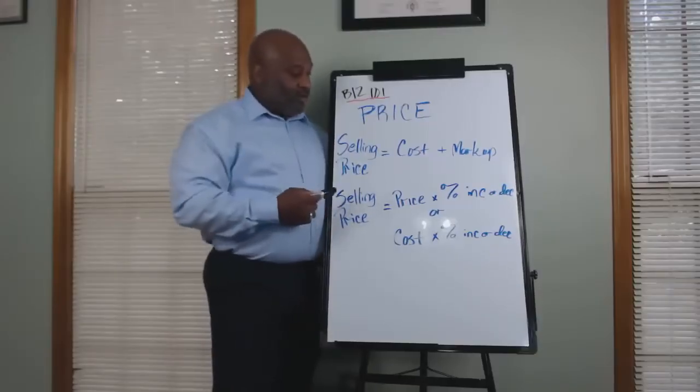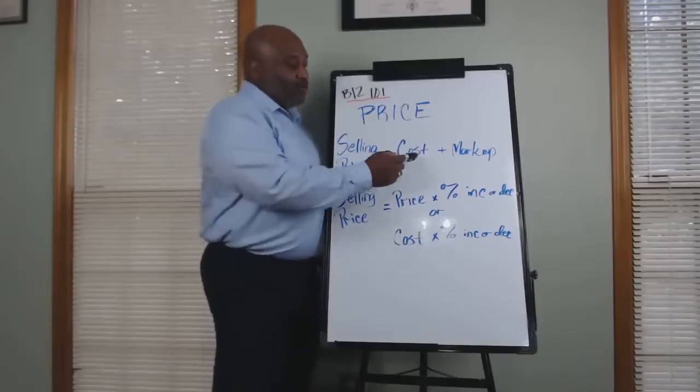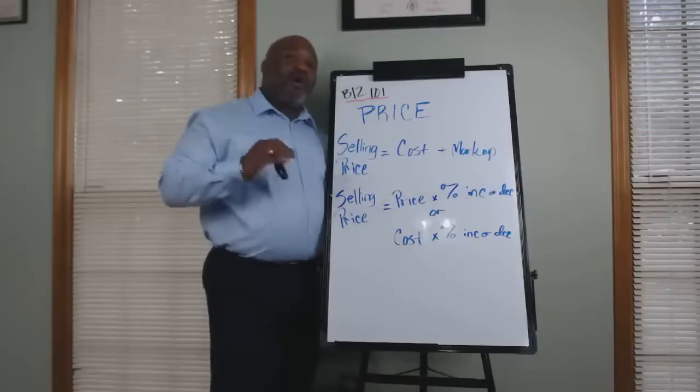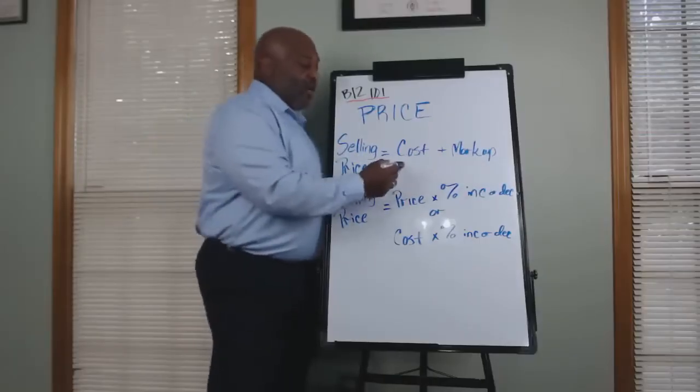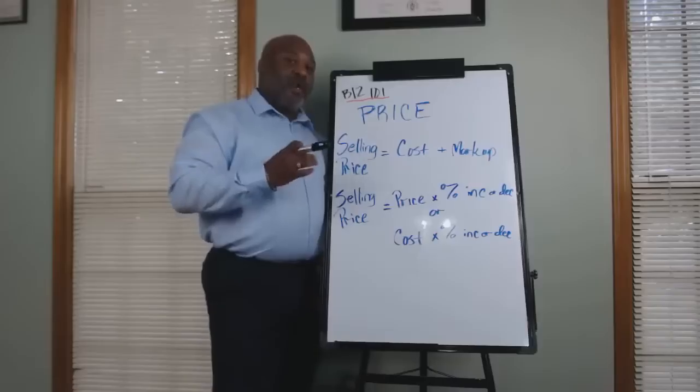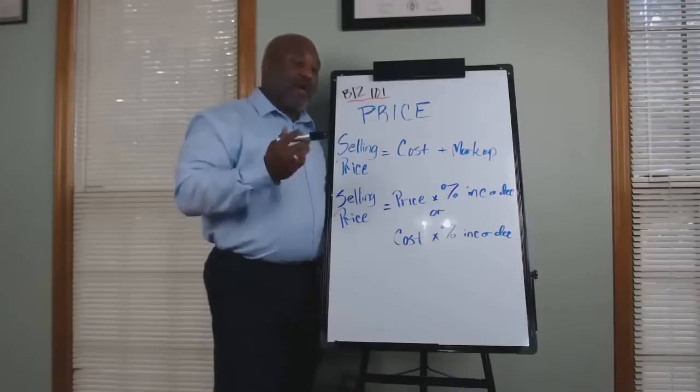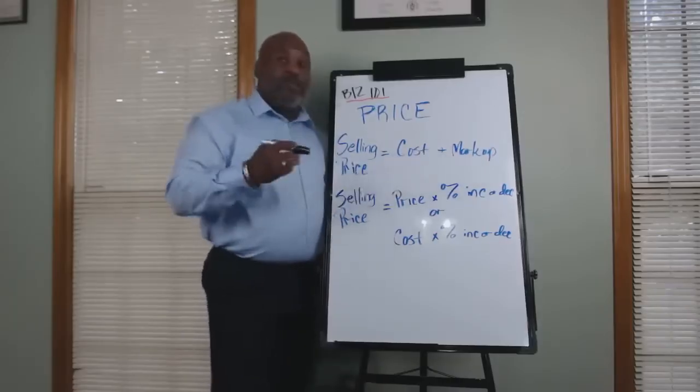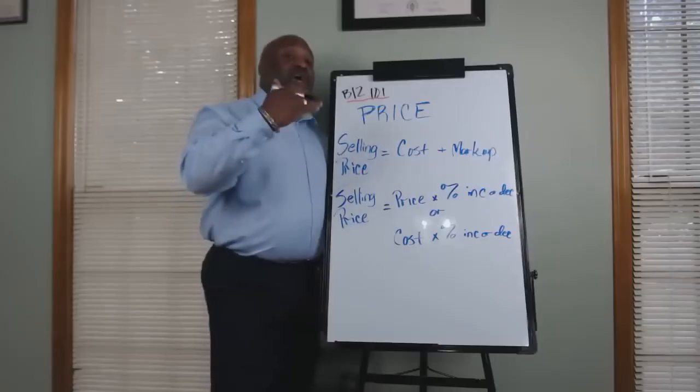The first one we're going to look at is selling price equals cost plus markup. What do we mean by cost plus markup? When we look at cost, we're talking about the actual dollar amount it takes to make a particular product or item, plus the markup being the dollar amount that we're going to add to it.